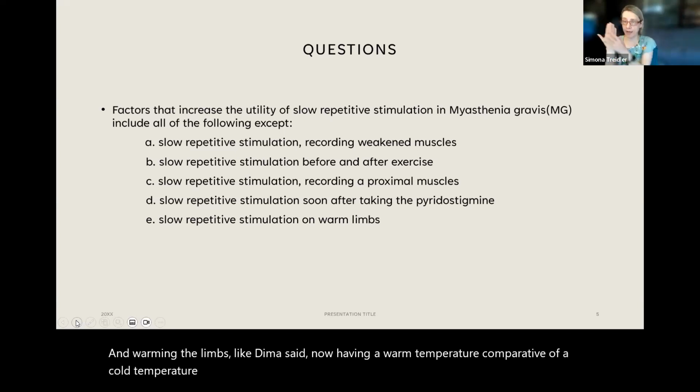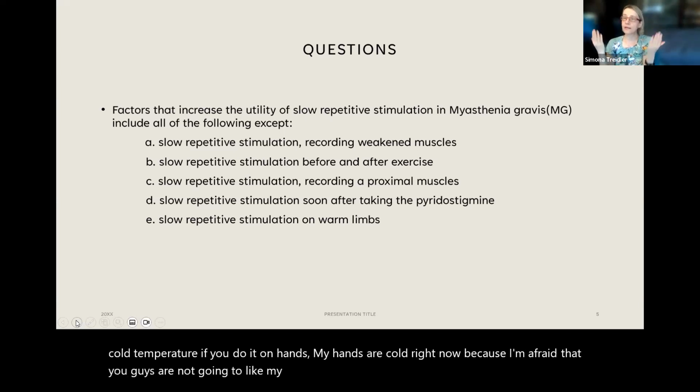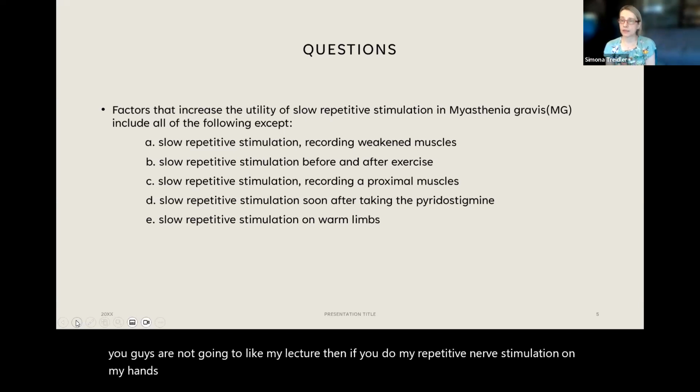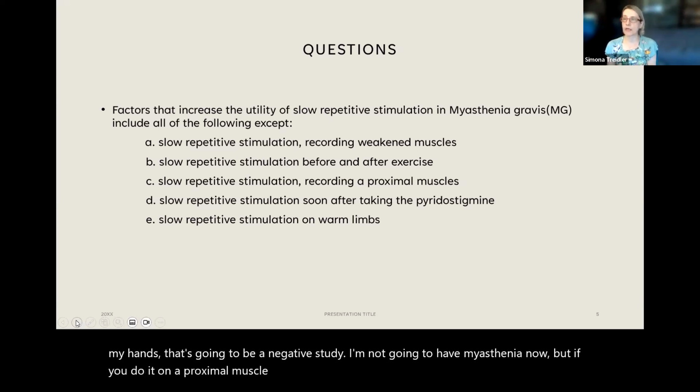If you do it on hands, my hands are cold right now because I'm afraid that you guys are not going to like my lecture. Then if you do repetitive nerve stimulation on my hands, that's going to be a negative study. I'm not going to have myasthenia, no? But if you do it on a proximal muscle, which is warmer, you can get a positive repetitive nerve stimulation.